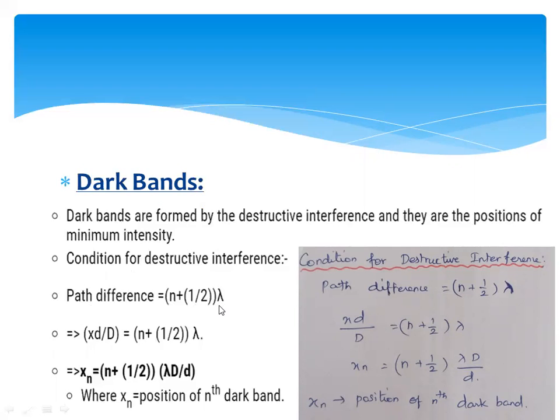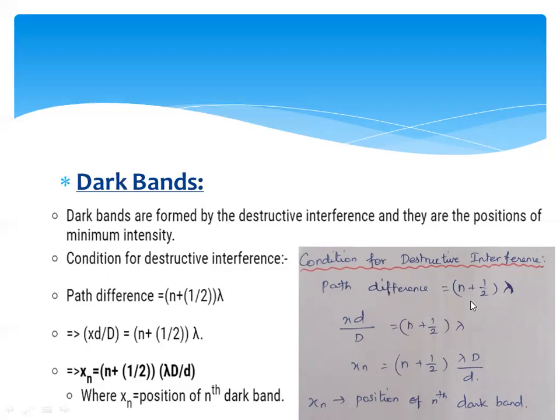This also we have studied in the last video. So do one thing, go through the last video once again, then you will find out why we are saying that the path difference is equal to n plus 1 by 2 into lambda. We know the value of path difference. We found it in the last video that it is xd divided by D. So xd by D is equal to n plus 1 by 2 into lambda.